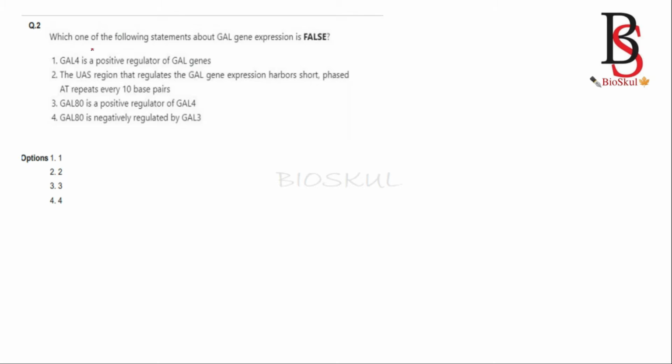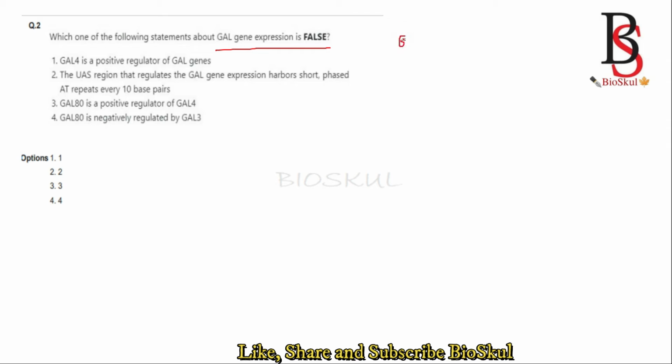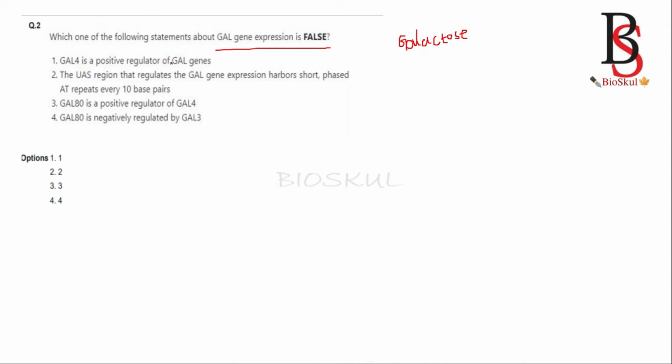The next question is which one of the following statements about GAL gene expression is false? It is the eukaryotic gene regulation. So the GAL gene is expressed in the media where there is the presence of galactose. GAL4 is a positive regulator of GAL genes. Yes, GAL4 is a positive regulator of GAL genes. If in the media galactose is present, then GAL4 converts the galactose to the glucose. This one is right.